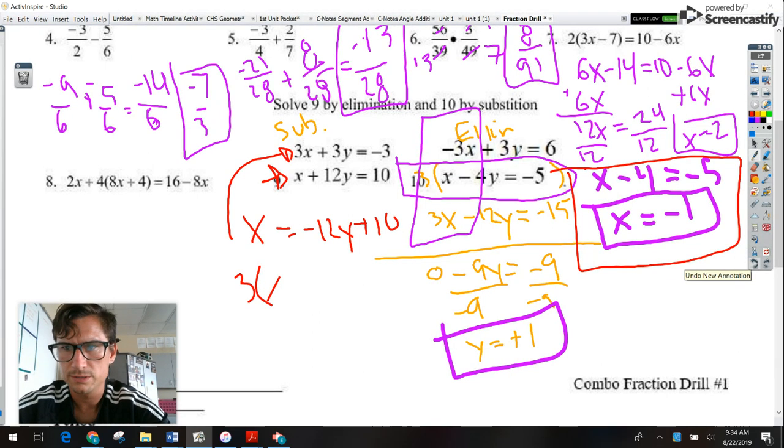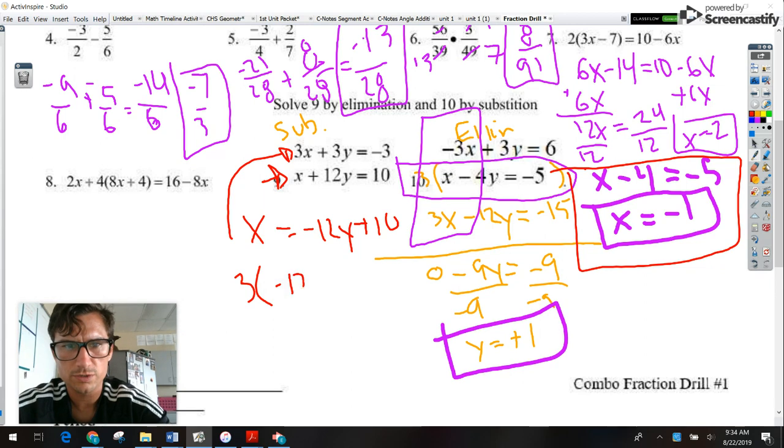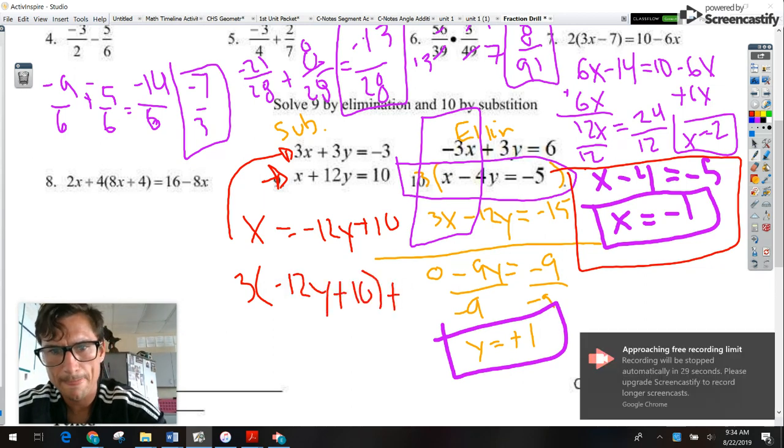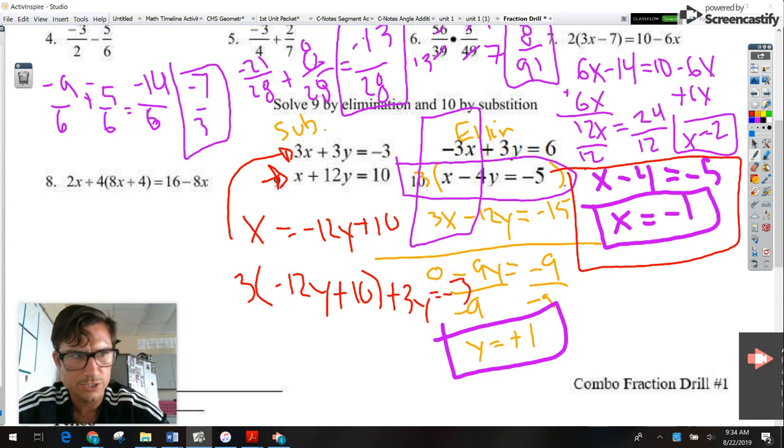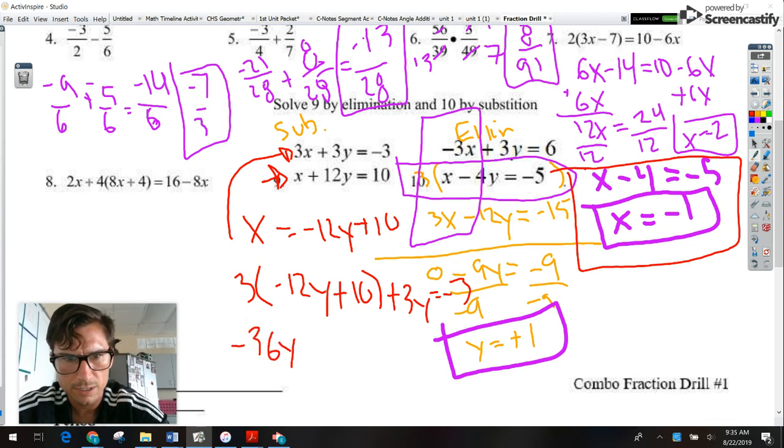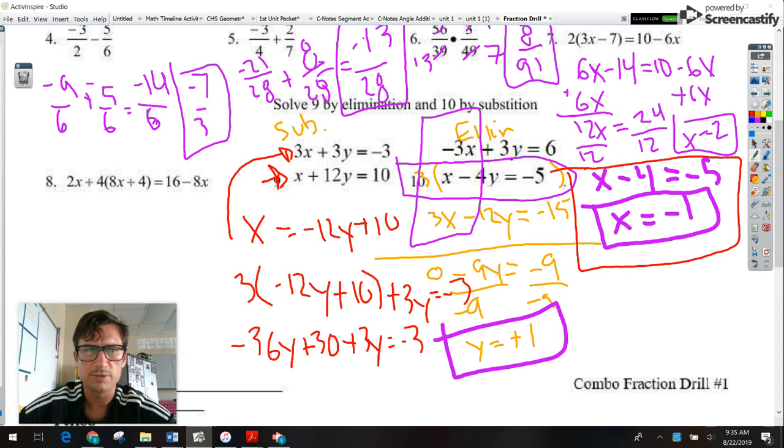Oh, I was thinking. All right, so now I have 3, and the x equals -12y plus 10 plus 3y equals -3. I have 29 seconds left. So you need to distribute. So we have -36y plus 30 plus 3y equals -3. And from there, you solve for the variable, and you do it, plug it back in.